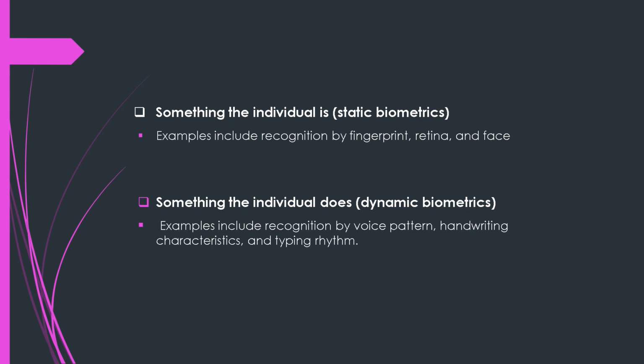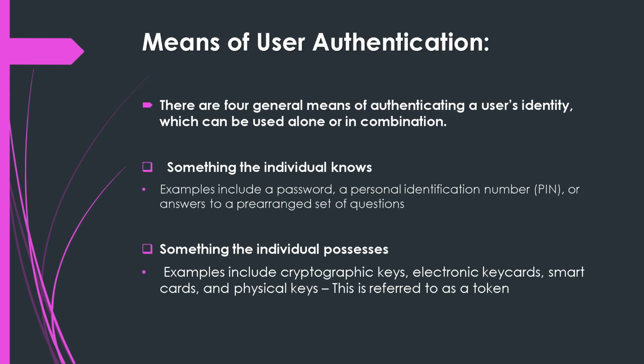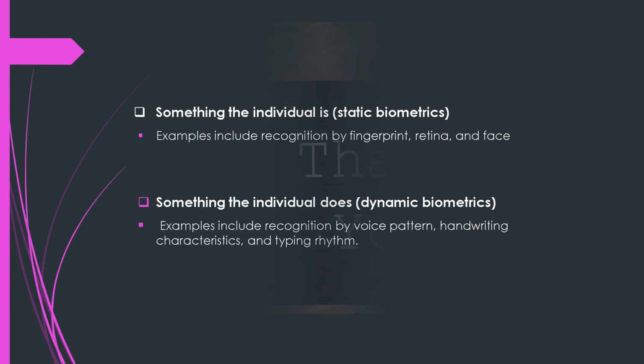And the last one is something the individual does, also called dynamic biometrics. Examples include recognition by voice pattern, handwriting characteristics, and typing rhythm. All these come under this. So these are the different means of user authentication. Thank you.